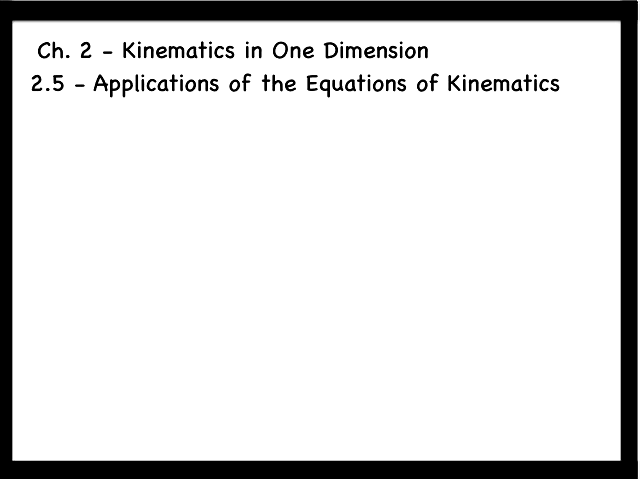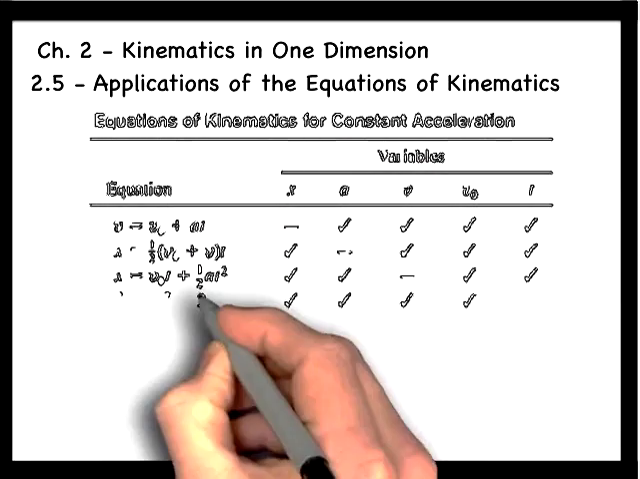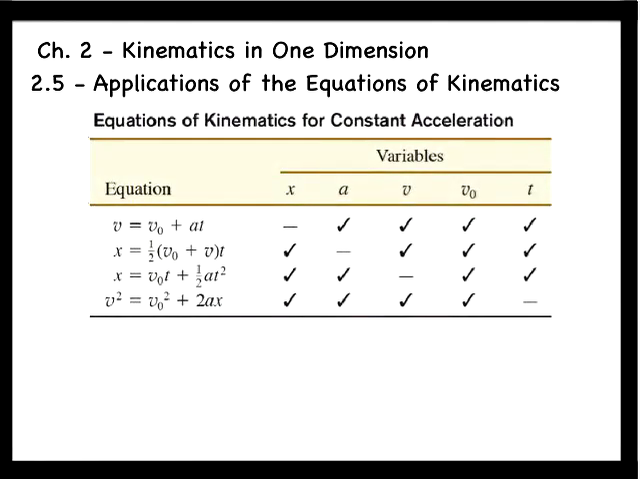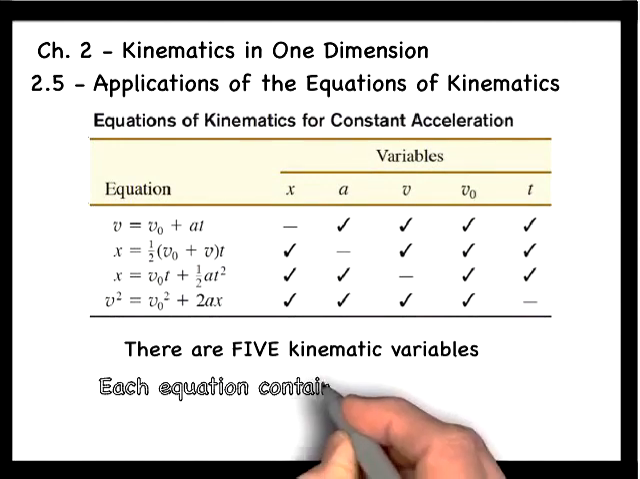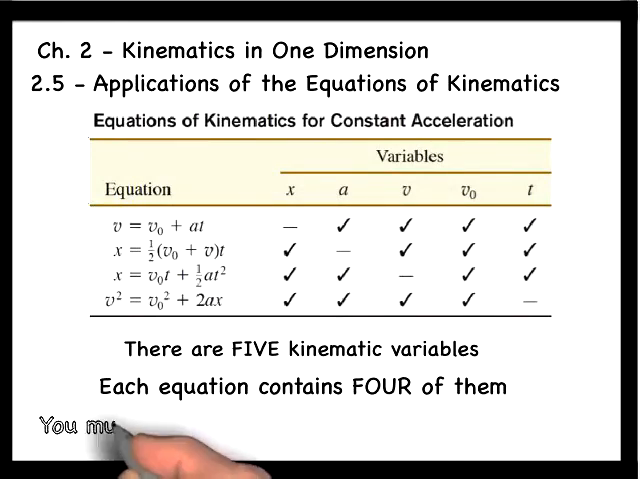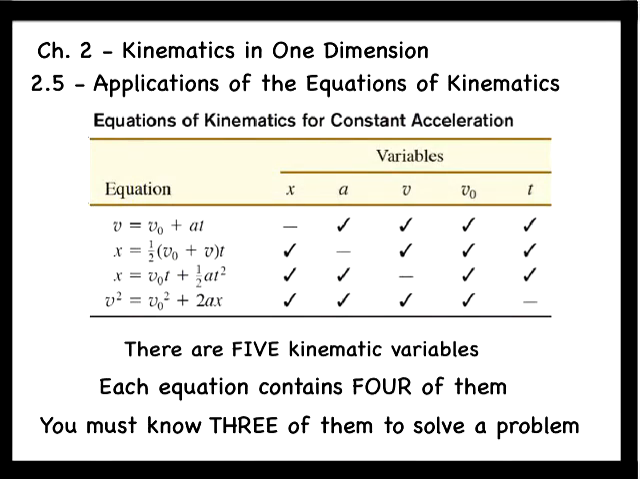Now we're going to learn about the applications of the equations of kinematics. The kinematic equations can be applied to analyze the motion of any object as long as the acceleration is constant. There are 5 kinematic variables, and each equation contains 4 of them. Therefore, you must know the values of at least 3 of them to solve a problem.